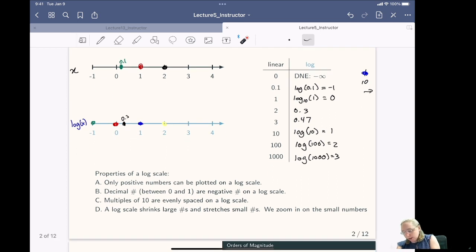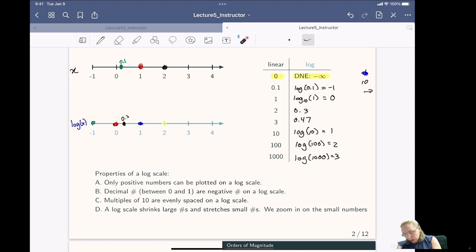Now, some important details to realize about this. What happens if we take the log of 0? Well, if we take the log of 0, then it does not exist. So we cannot plot negative numbers on a log number line. A log number line has only strictly positive numbers, so numbers that are greater than 0. Anything down here maps to does not exist. Points that fall between 0 and 1, decimal numbers between 0 and 1, are now mapped to the negative numbers on the log number line.